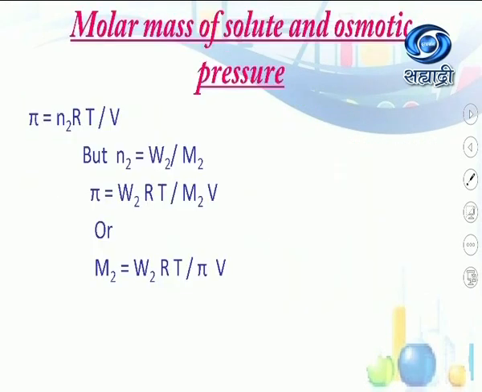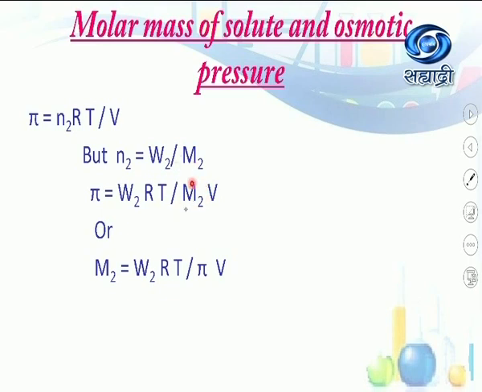Next part is the molar mass of a solute and osmotic pressure. Our relation is pi is equal to N2 RT upon V. What is N2? N2 is number of moles of a solute. Number of moles of a solute means what? Mass of a solute divided by molar mass of a solute. That is W2 upon M2. So pi is equal to W2 RT divided by M2 into V.